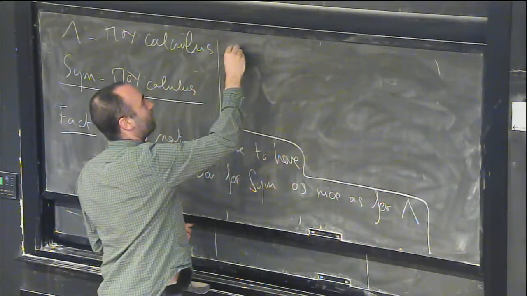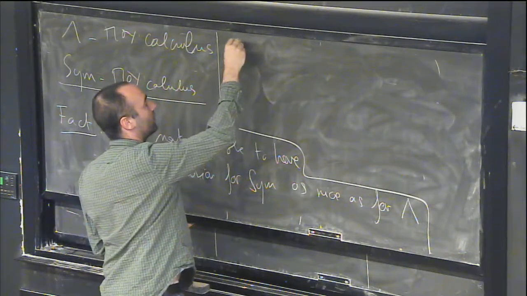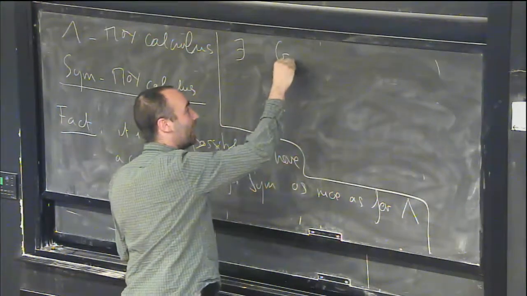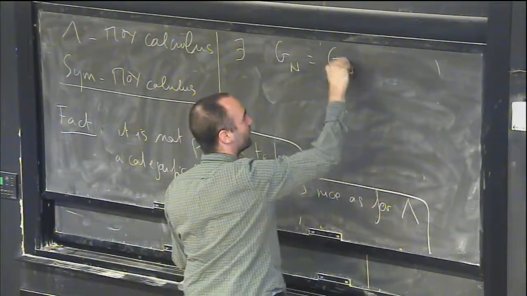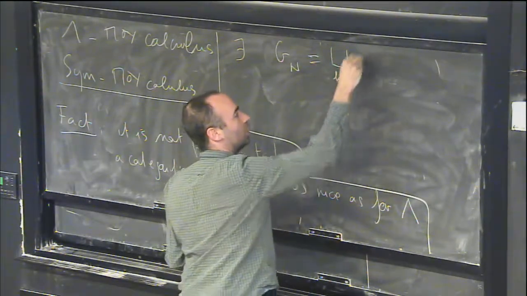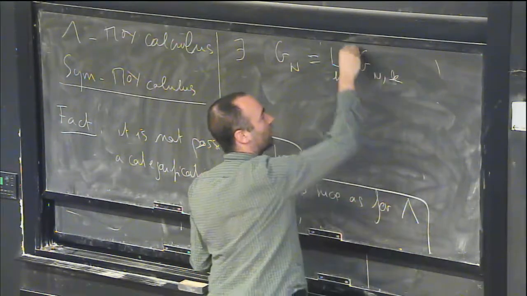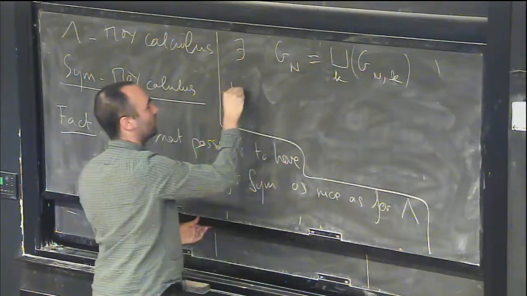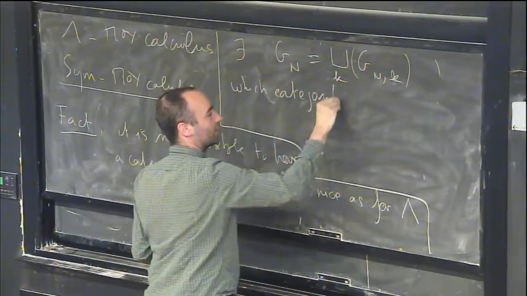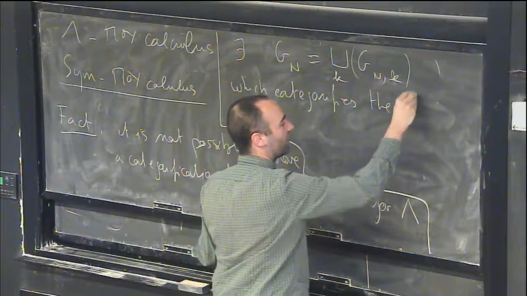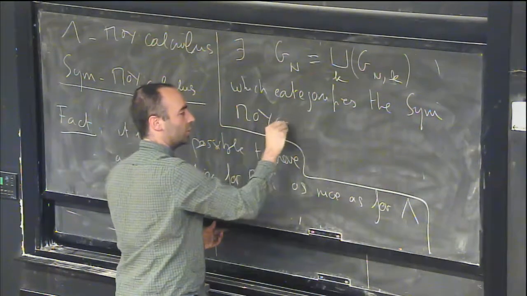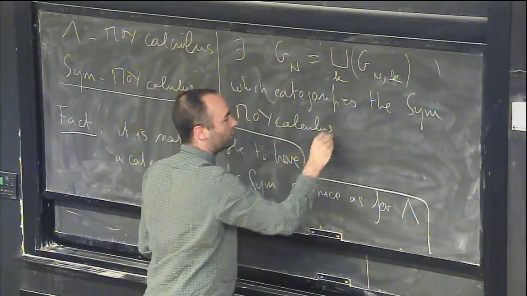Okay, there exists a functor, G_N, which is actually a collection of functors G_{N,K}, which categorifies the symmetric Mann calculus. Okay, this is the first thing.